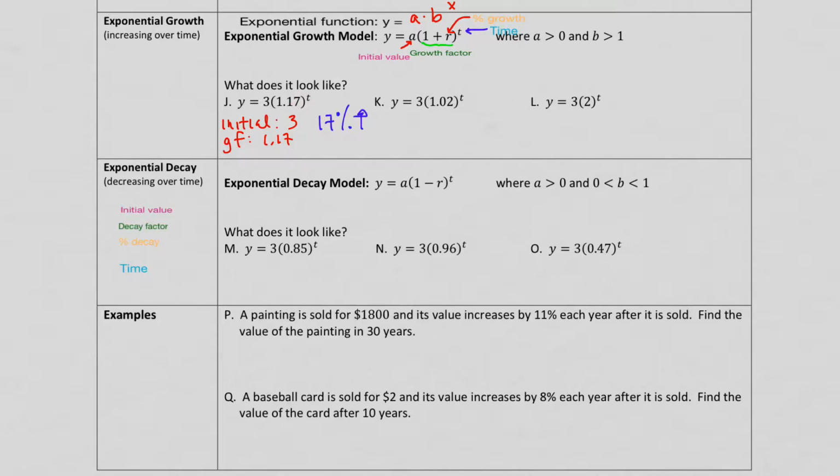So with that, let's look at example K. So again, in this example K, I have y equals 3 times 1.02 to the t. So I know it's exponential because the exponent's a variable. So in this case, my initial value is going to be 3 again. So I can identify that from the equation. My growth factor here, remember, whenever this is more than 1, it's going to be growing. So my growth factor here is going to be 1.02.